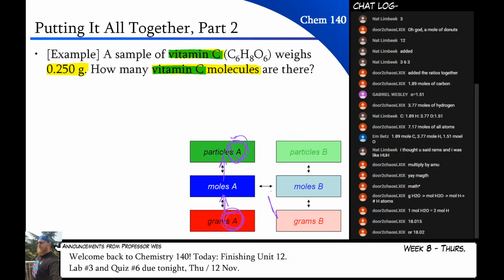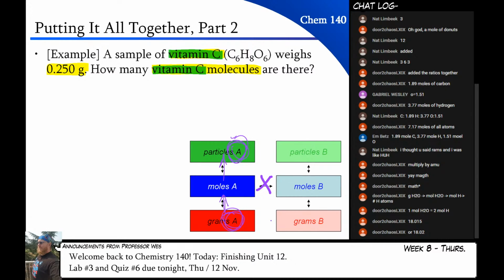I do not need to do this part. In other words, this is the sort of problem we were doing on Tuesday. Okay, so those problems still exist.